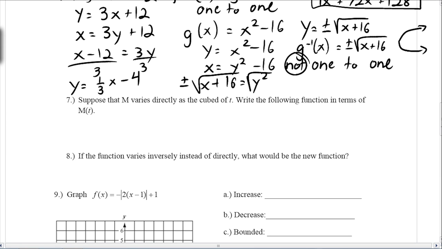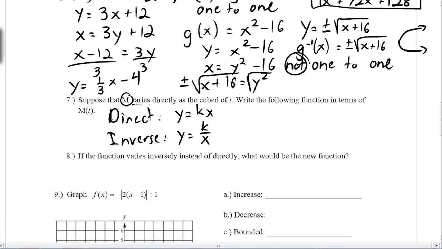Suppose m varies directly as the cube of t. So we have to remember direct, and we have to remember inverse. And we have two different types of equations here. The direct is y is equal to kx. The inverse is y is equal to k over x. You can write those multiple different ways, but in this case, m is going to act as our y, and t is going to act as our x.